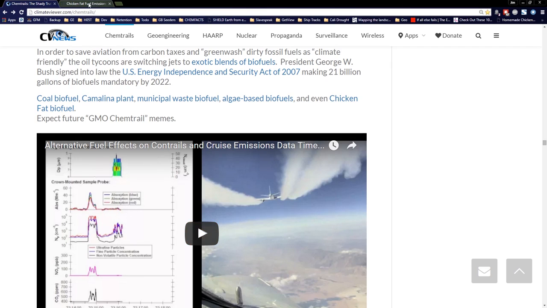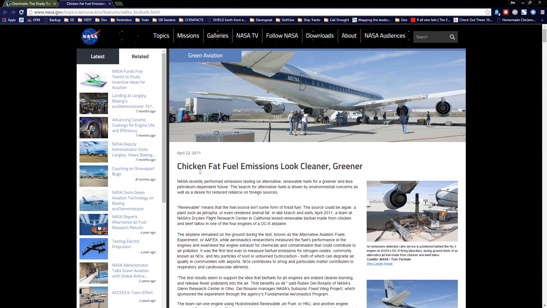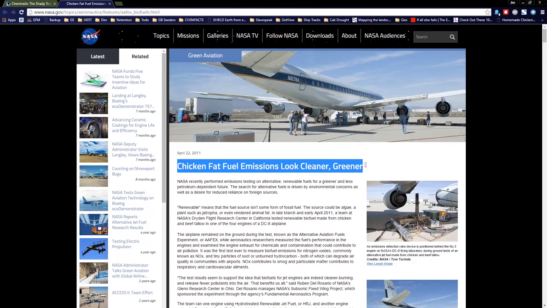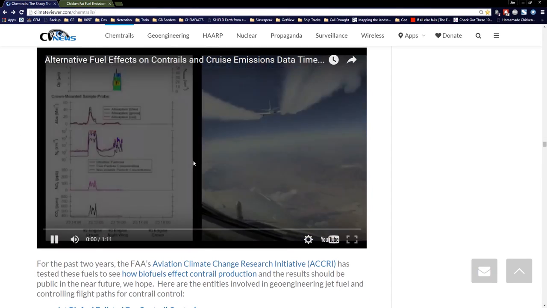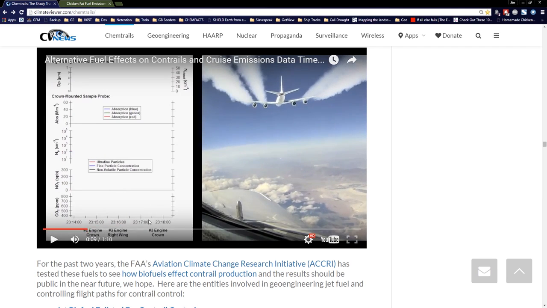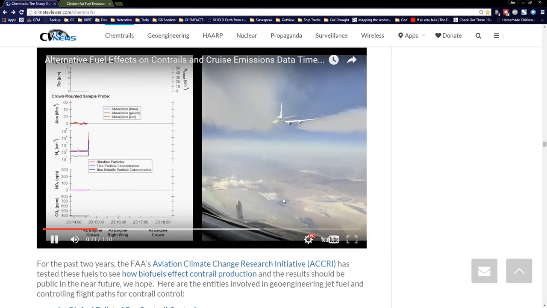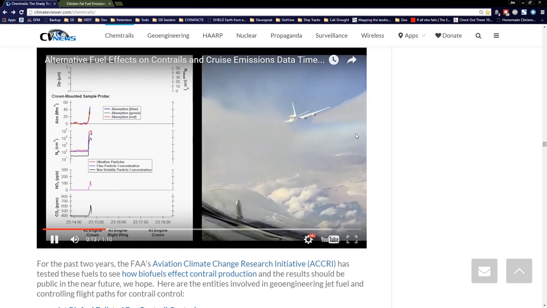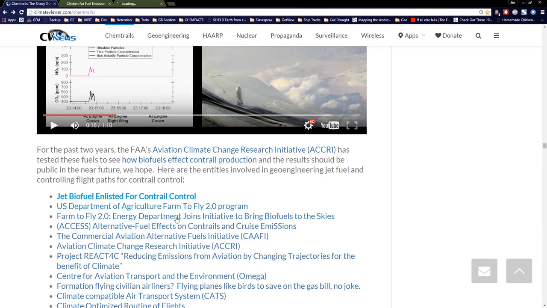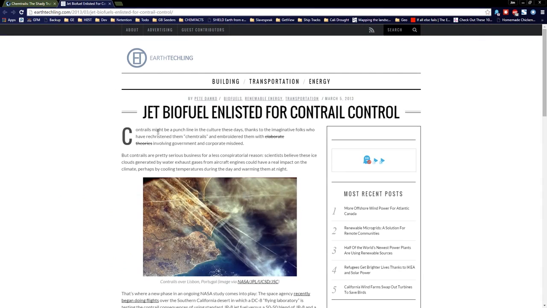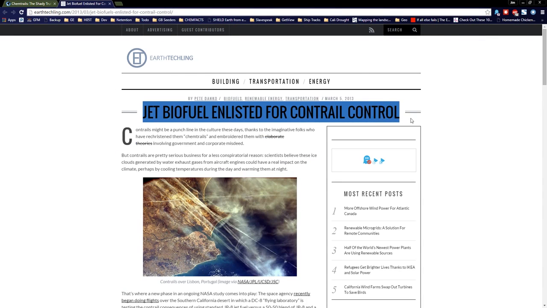And, of course, that's NASA and the Aviation Climate Change Research Initiative testing this stuff. Chicken fat fuel looks cleaner, greener. Gotta love that. So these ACCESS flights right now, they're actually flying up into the chemtrails and testing them out and seeing what these different fuels are doing to make clouds. And, you know, anyway, that's their plan. So for those who doubt this biofuel stuff has anything to do with contrails, boom, your face: jet biofuel enlisted for contrail control. You can't get any more blunt than that.